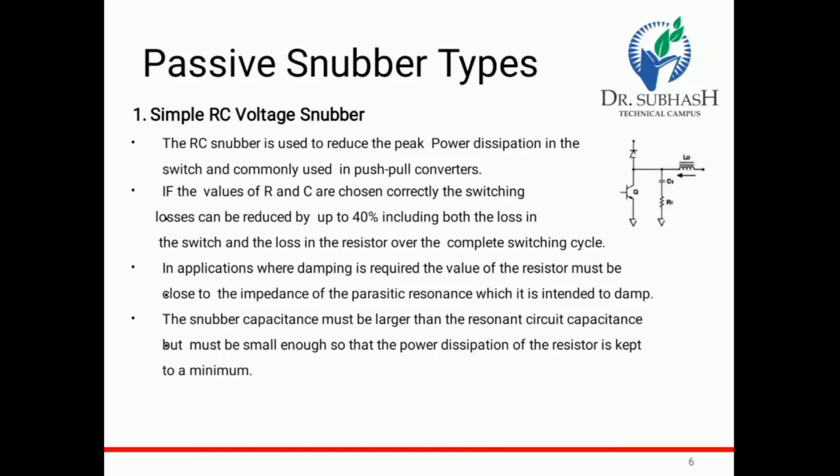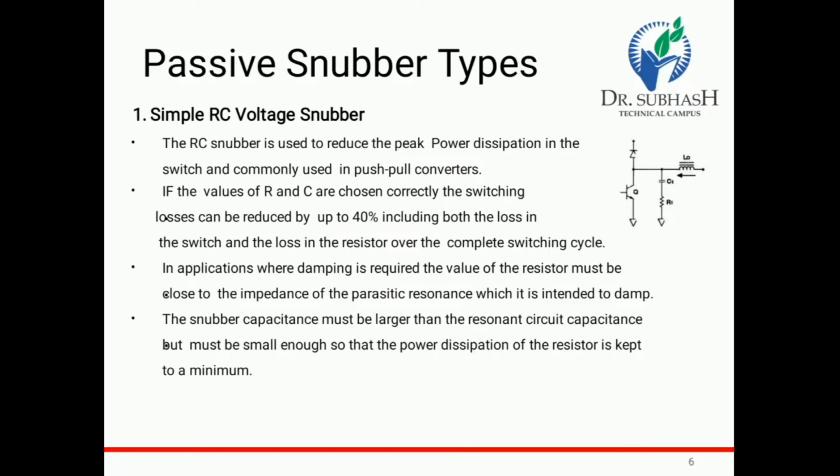So that snubber capacitance must be larger than the resonance circuit capacitance, but must be small enough so that the power dissipation of the resistance is kept to a minimum. So when we are designing the simple RC voltage snubber circuit, we can select the value of the snubber capacitor larger than the resonance circuit capacitance, but small enough for the power dissipation to be kept to a minimum. So these are the two basic criteria when we are designing the simple RC voltage snubber circuit.